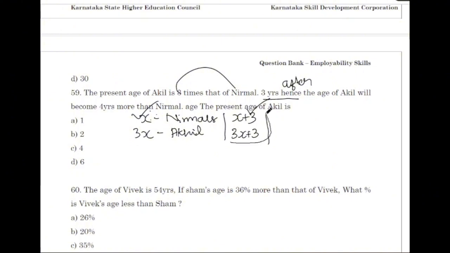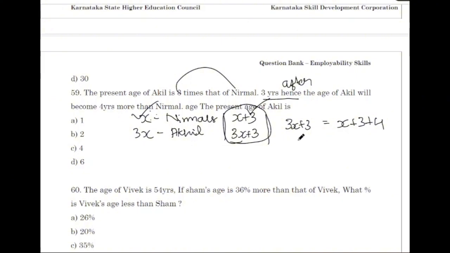So we are supposed to take this second scenario, second condition for our equation, like we did for the first problem. So 3x plus 3 is the age after 3 years of Akhil, and Nirmal's age is what? x plus 3. But what it says is Akhil will become 4 years more than Nirmal. So add 4 here. So 3x plus 3 is equal to x plus 3 plus 4.